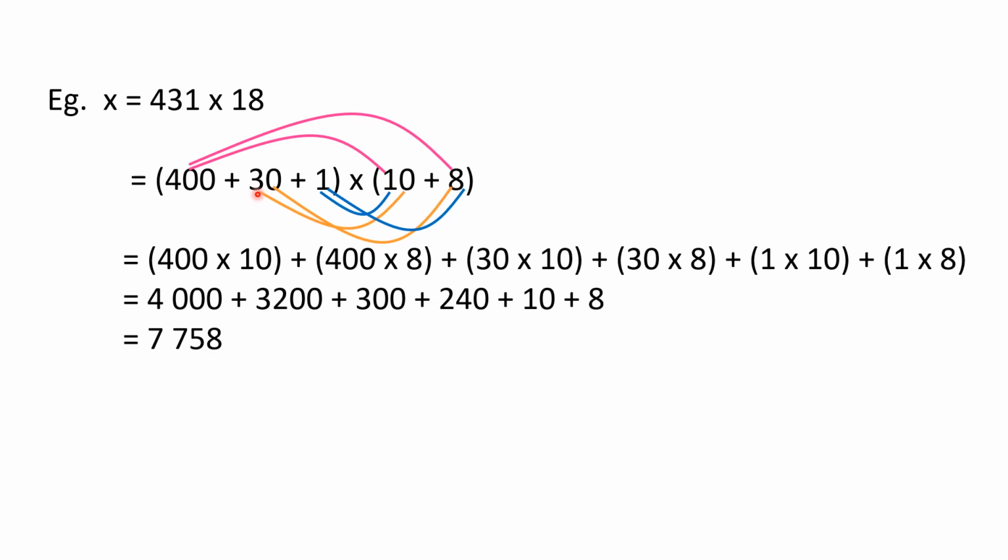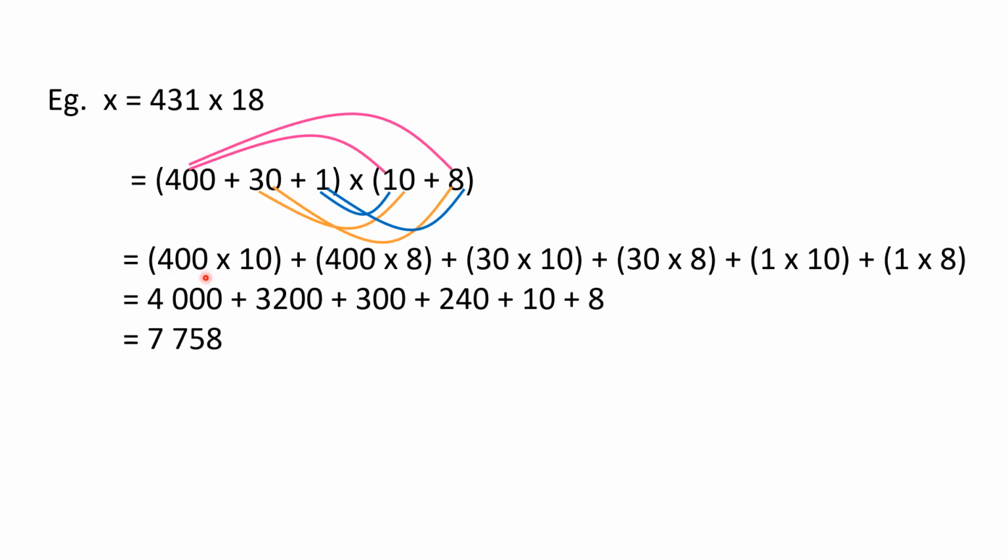Next digit is 30. Please take note that I've used different color arches. You can do the same to help you, so that you make sure that you've left nothing out. So the second digit, 30 times 10, write it out. 30 times 8, write it out. And then the last digit, 1 times 10, write it out. 1 times 8, and you write it out. Now it's a nice long sum, but it's not difficult. You just take it step by step.